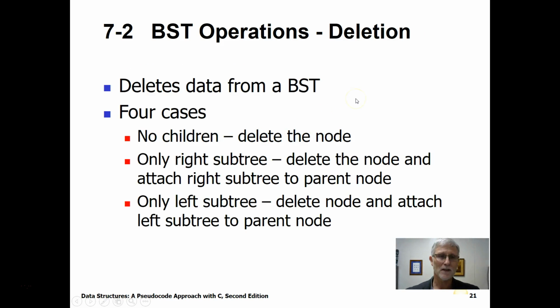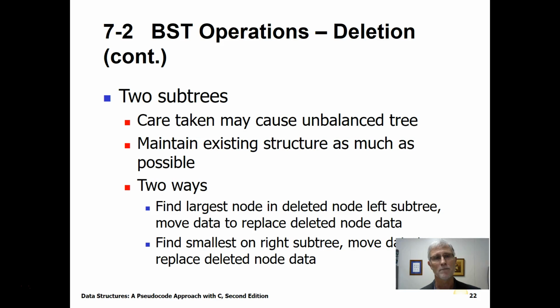Now, deletion. There are several different cases that need to come into play. One, if there are no children, go ahead and delete it. No big deal. If there is only a right subtree, delete the node and attach the right subtree to the parent node. Or if there's only a left subtree, delete the node and attach the left subtree to the parent node. Now, those three are fairly straightforward.